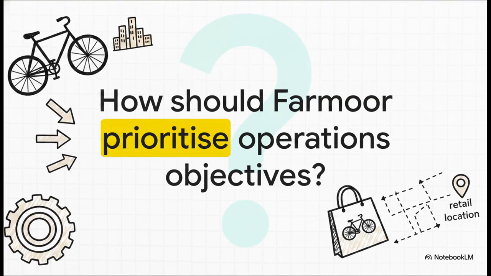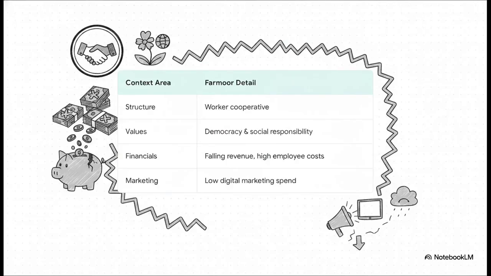Here is your AO2 application task. We're going to look at a fictional business called Far More Cycles. They are facing a major strategic shift, and they're currently considering a brand new urban retail location. You need to prioritize their operations objectives based entirely on their specific context. To do this properly, you must apply your knowledge to this exact data context.